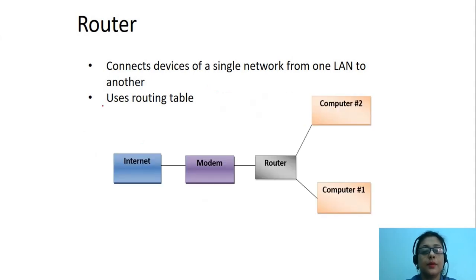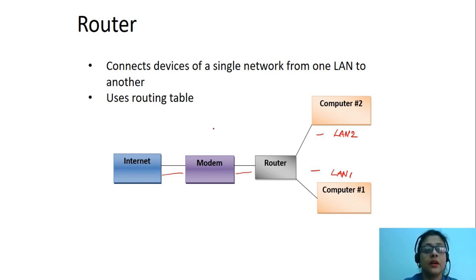This is an example of a router which is connected to two computers, and this computer is on one LAN, let's say LAN 2, and this is another computer on LAN 1. With the help of the router, we can connect two computers in two different LANs. Now this router is directly connected to the modem, and this modem now gets connected to the internet. So this is a router, a layer 3 device.